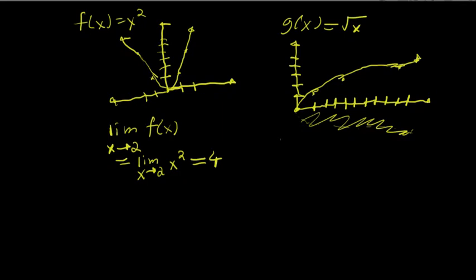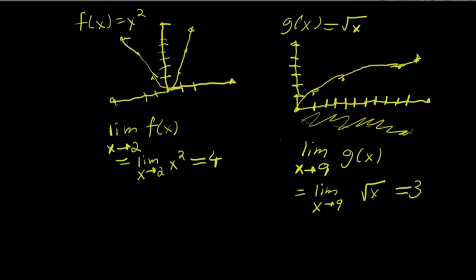And so how do you think we'd say here that as x gets really close to 9, g of x gets really close to 3? Well, we'd say the limit as x tends to, so arrow 9 of g of x equals the limit as x tends to 9 of the square root of x is equal to 3.